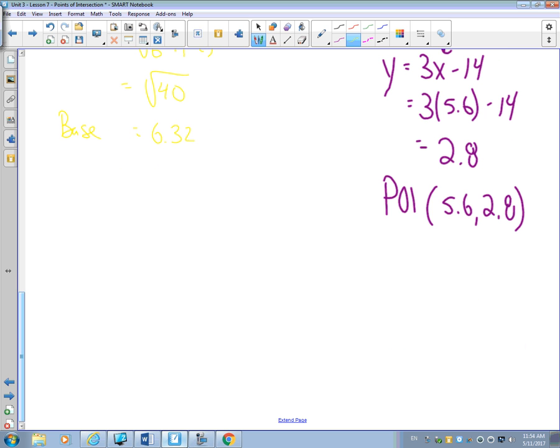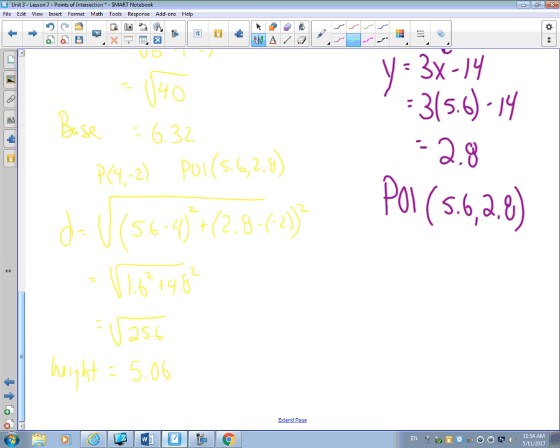We also need the length of the height. So that distance is also a square root of, and this one we're going from P, which had the coordinates (4, -2), to the POI, which we just see right there is (5.6, 2.8). So same procedure: 5.6 minus 4, 2.8 minus negative 2 will give us 1.6 squared and 4.8 squared. And if we do that, we end up with the square root of 25.6. It comes out to approximately 5.06. This is my height.